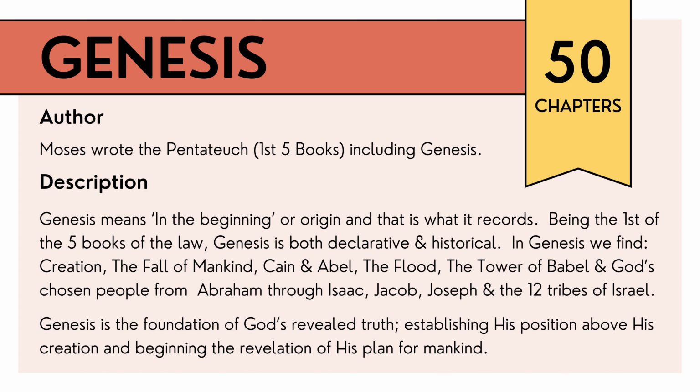Jacob asked him, "Please tell me your name." He said, "Why is it that you ask what my name is?" So he blessed him there. Jacob called the name of the place Peniel, for he said, "I have seen God face to face, and my life is preserved." The sun rose on him as he passed over Peniel, and he limped because of his thigh.